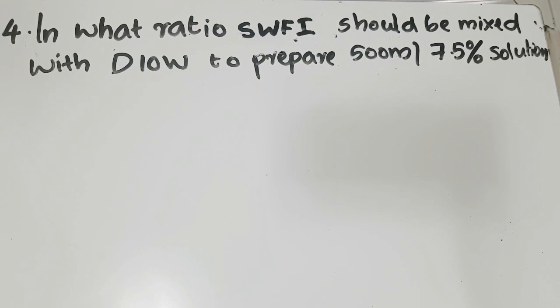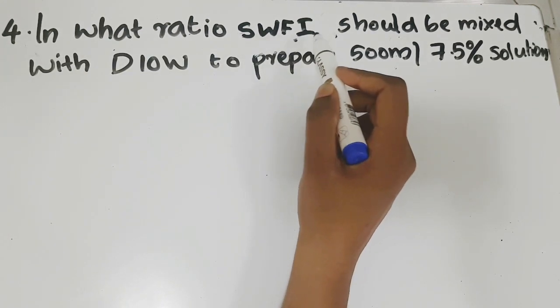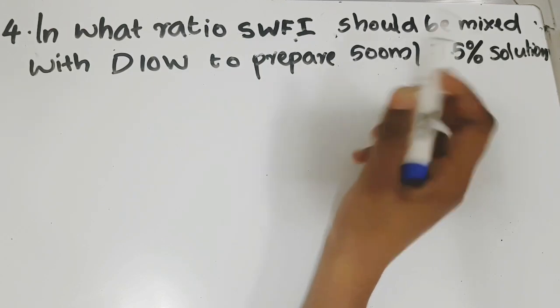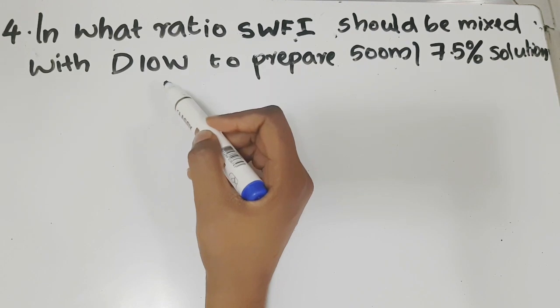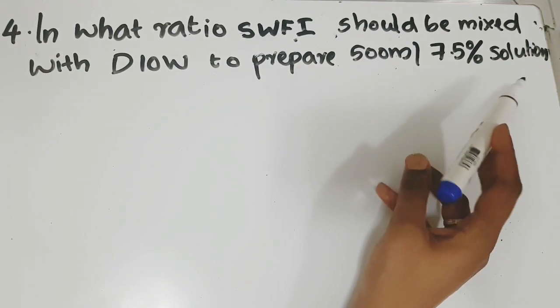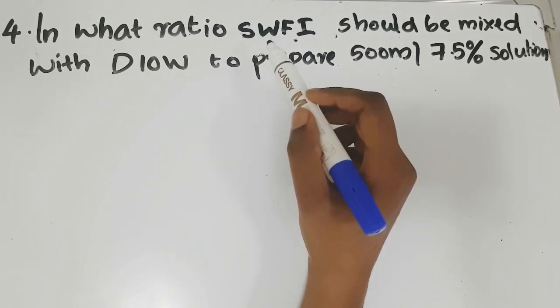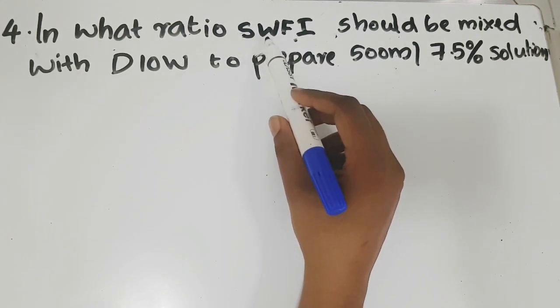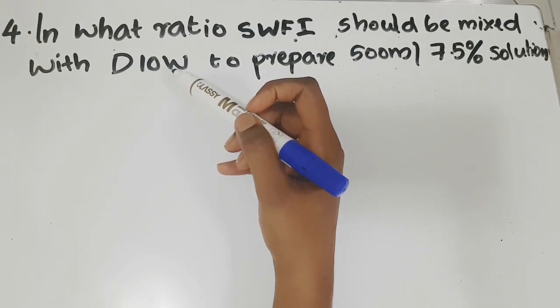Now let's see the last question of this alligation method. In what ratio should SWFI, that is sterile water for injection, be mixed with D10W, that is dextrose 10% weight by volume solution, to prepare 500 ml of 7.5% solution? Okay, so we are coming to the different steps. In the first step we have to analyze the question. In what ratio do you have to mix the sterile water with dextrose 10% weight by volume solution?